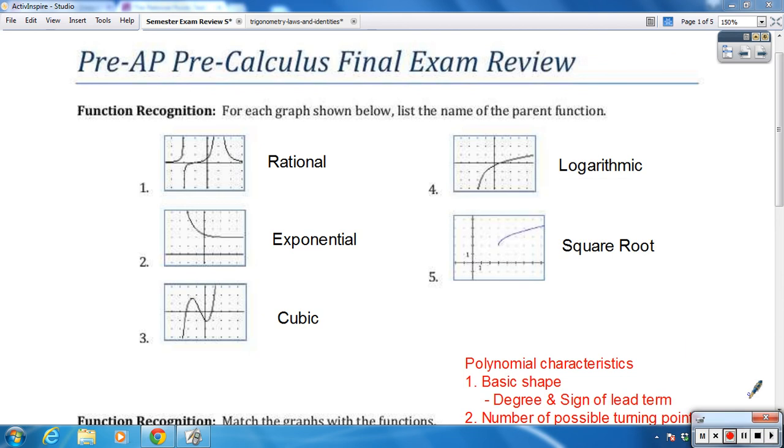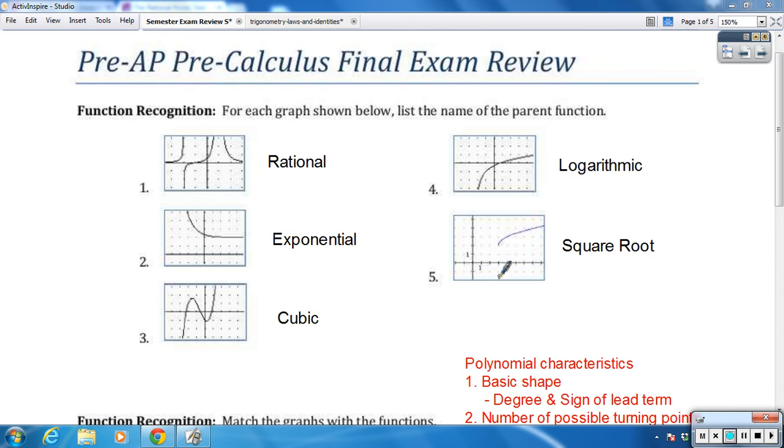Okay, in this review video, we're going to look at our pre-calculus final exam review for the second semester. This is Mrs. Finnegan. We're going to look at several of the problems from the beginning of your review. So looking at problems 1 through 5, you can see I've identified what the parent function is that would create a graph, the parent function being the simplest form of the function that you could get.